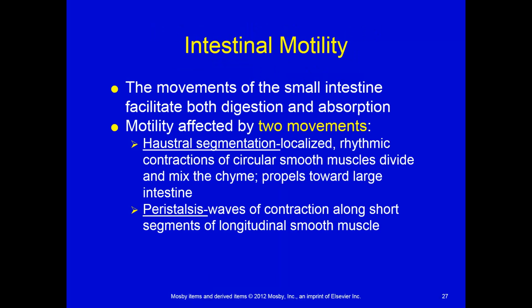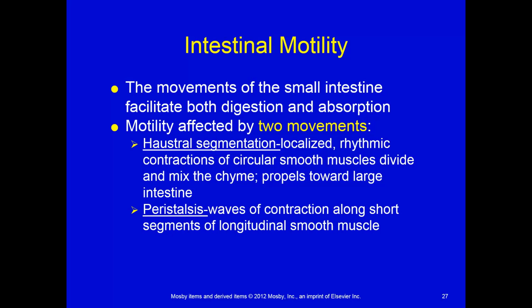Intestinal motility, the last function. The movement of the small intestine facilitates both digestion and absorption. We said that already. And the actual motility is affected by two movements. So you've got peristalsis. Peristalsis occurs in the esophagus and the stomach, and it also occurs in the small intestine. It's those waves of contraction that push the chyme through, more of an up and down longitudinal kind of wave of contraction.